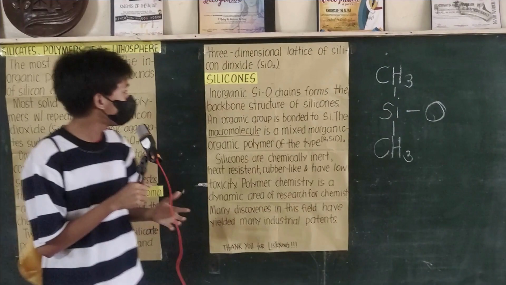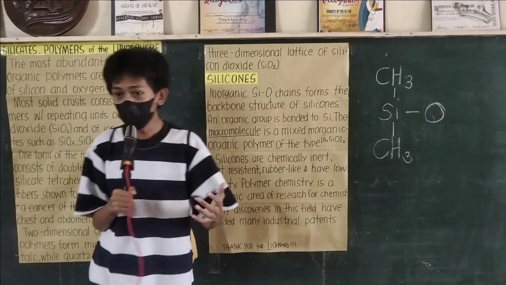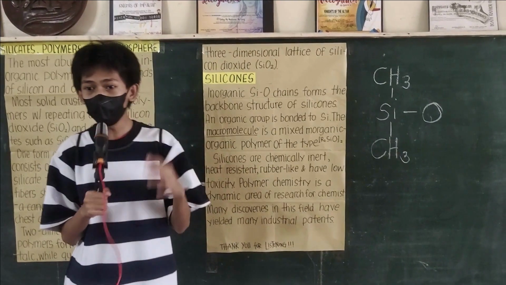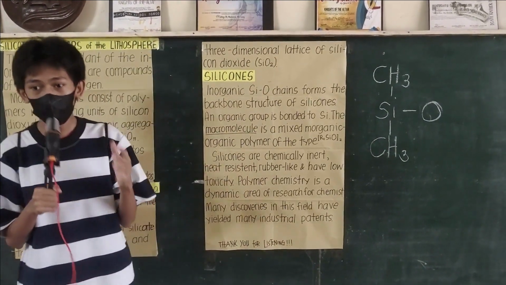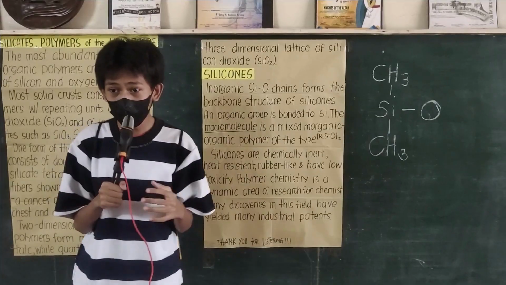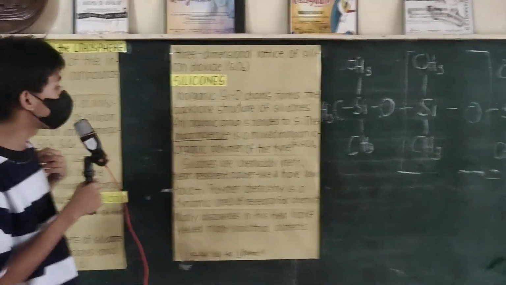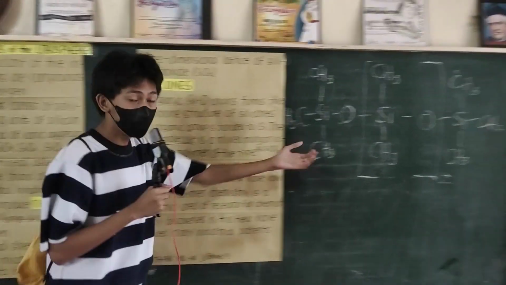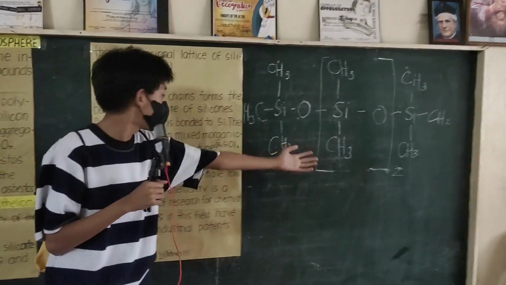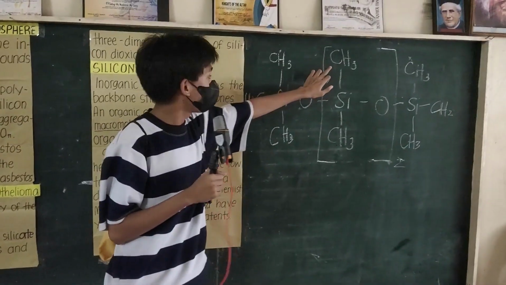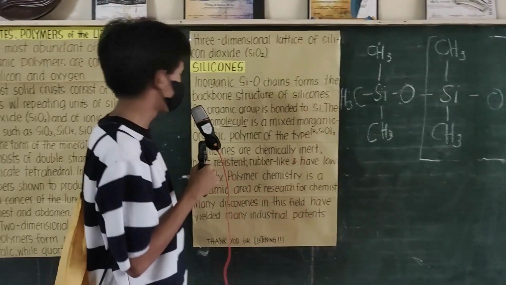So our topic for today is silicones. Now don't be confused between silicon and silicone. As Ian mentioned earlier, silicon is a natural chemical element, while silicone is a man-made polymer. An organic Si group chain forms the backbone structure of silicones. This one right here is an example of a silicone. An organic group is bonded to Si. This one is an organic group. This one also is an organic group.